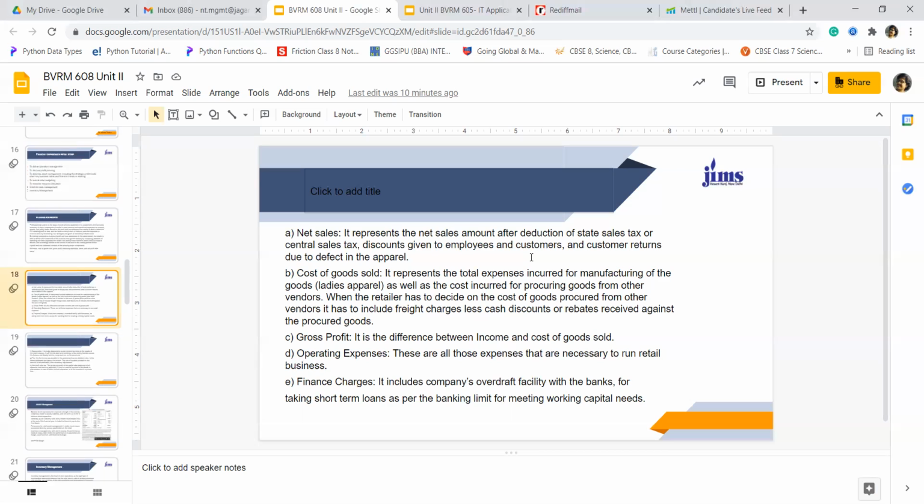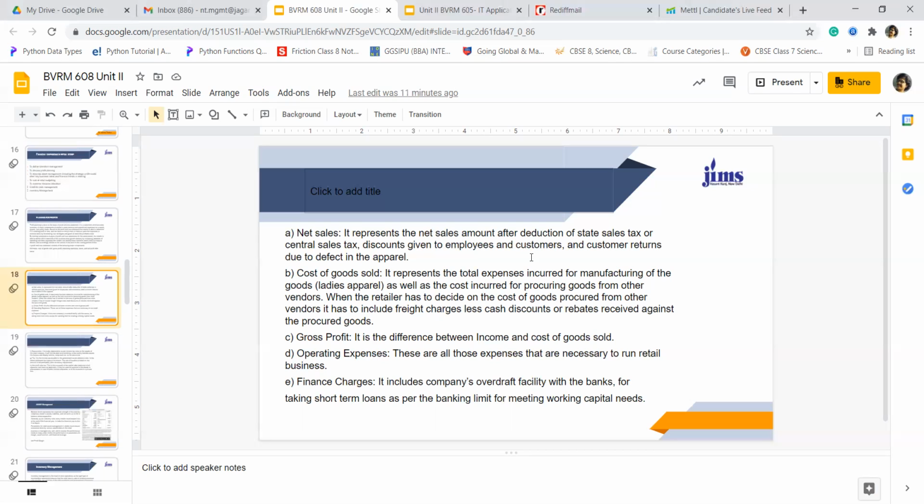Third term is gross profit. It is the difference between income and cost of goods sold. Fourth point, obviously, gross profit is other than the net profit. Net profit is after deducting the taxes, while gross profit is the difference between income and cost of goods sold. Operating expenses. These are all those expenses that are necessary to run the retail business after the cost of manufacturing.